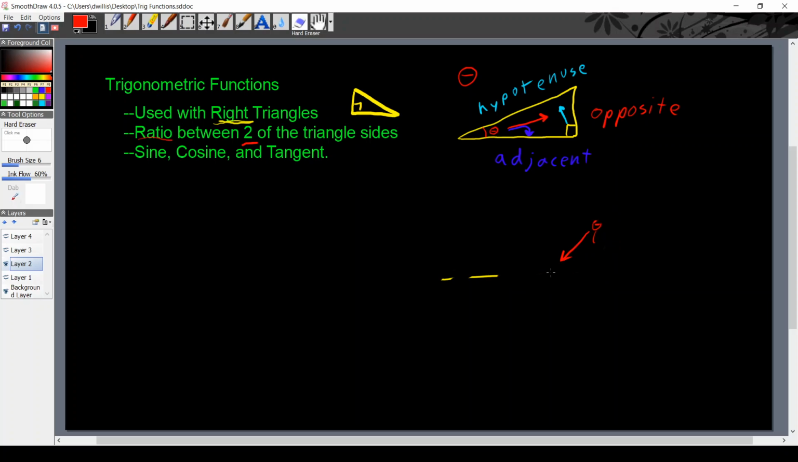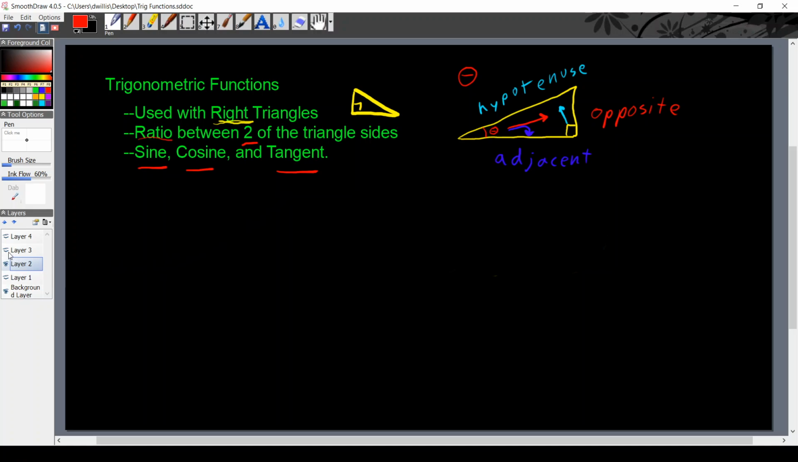Something else that you'll notice up in the notes is that the trig functions that we're going to talk about are sine, cosine, and tangent. This is the way that they are actually written and spelled. So we'll have a little conversation about those.